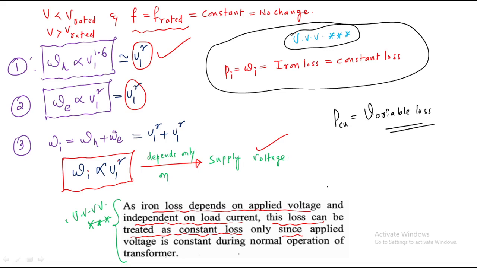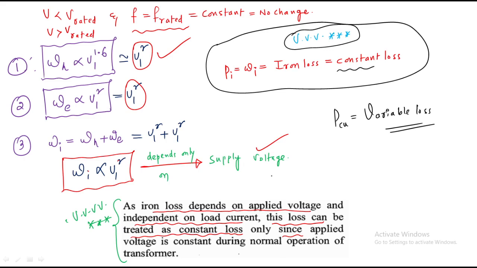Why are copper losses variable losses? Because if the load changes, the load current changes, and copper loss is directly proportional to the square of the current. That's why copper loss also changes. Therefore, copper losses are variable losses. Then what about iron losses? Iron losses purely depend on the supply voltage square. During normal operation of the transformer, there is no change in the supply voltage. That's why iron losses can be treated as constant losses. So in a transformer, what are the constant losses? Iron losses. What are the variable losses? Copper losses. This is a very important point.